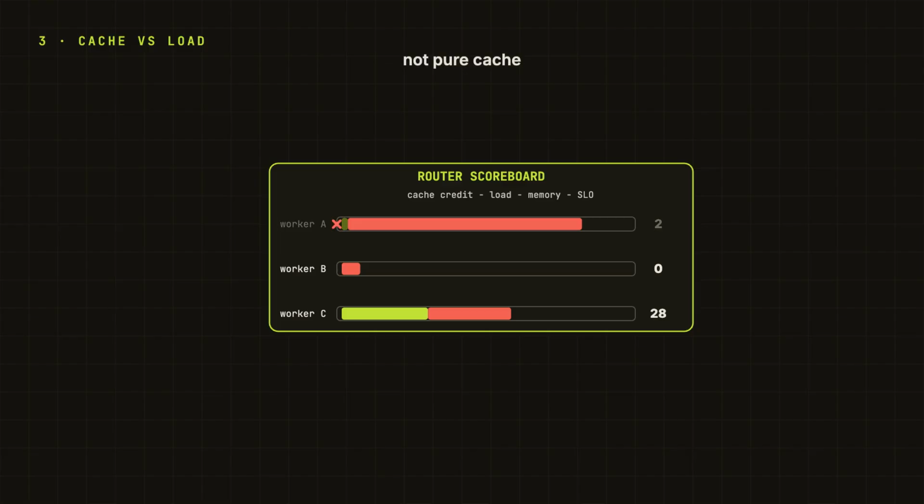And most of the time, that winner is not the pure cache worker and not the pure loaded worker. It's the one in the pure middle, with enough cache to be worth it and enough room to actually run it. And this isn't just theory. The SGLang router does exactly this: cache-aware scoring, and they reported roughly double the throughput over plain load balancing just by not being blind to cache.